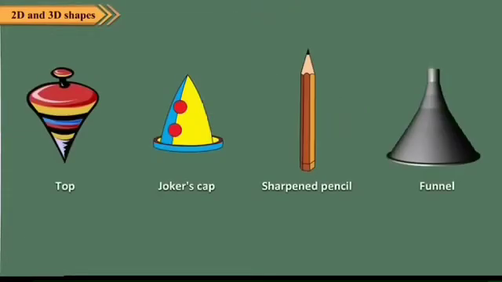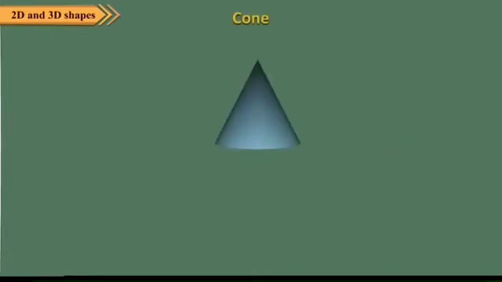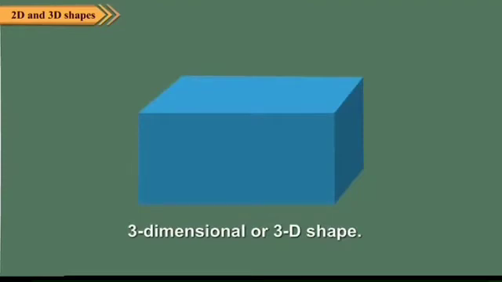Children, now look at these familiar objects. All these objects have the shape of a cone. A cone has one vertex and it has one curved edge. It has two faces, one curved face and one flat face. All solid figures have three different views: top view, front view and side view.